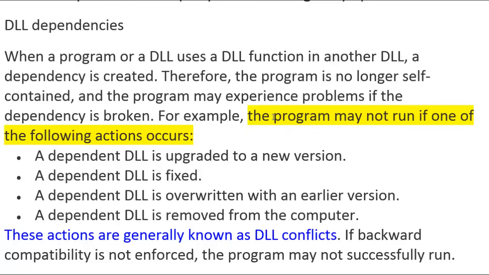For example, a program may not run if one of the following actions occur. A dependent DLL is upgraded to a new version. A dependent DLL is fixed. A dependent DLL is overwritten with an earlier version. A dependent DLL is removed from the computer. These actions are generally known as DLL conflicts. This plagued Windows 95, Windows 98, and many of the older operating systems that Microsoft developed.